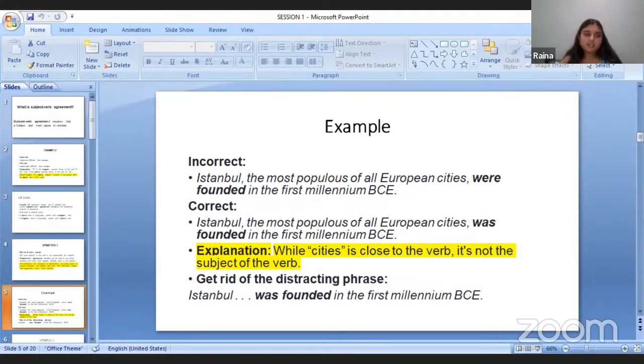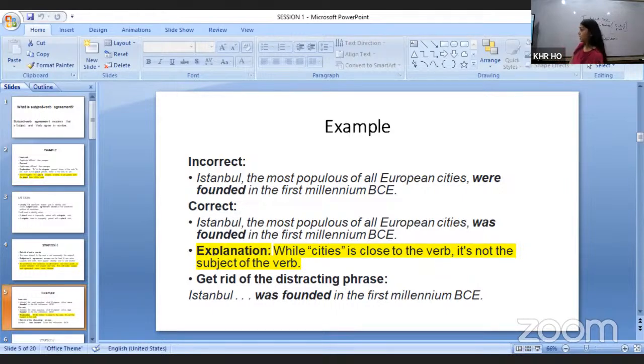Incorrect. Istanbul, the most populous of all European cities, were founded in the first millennium BCE. Okay, so Raina, let's take an example, all three of you. I wouldn't have deleted the most populous of all European cities. Let's say I didn't delete. So don't you think there are high chances for a student to say, ma'am, cities is plural, so why would I say was? I would say were only. Does it make sense? Yeah.